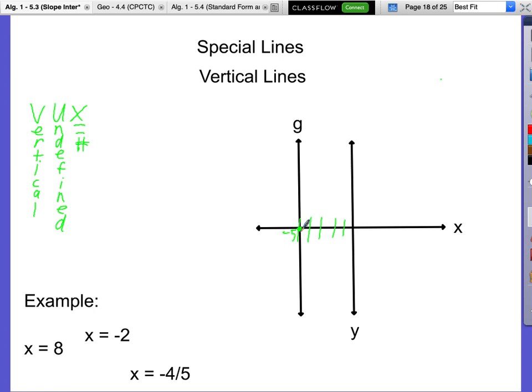So X is -5 here, correct? What's X right here? -5. What's X here? -5. What's X here? -5. What's X here? -5. What's X here? -5. Are you guys sick of saying that? What's X here? -5. What's X here?